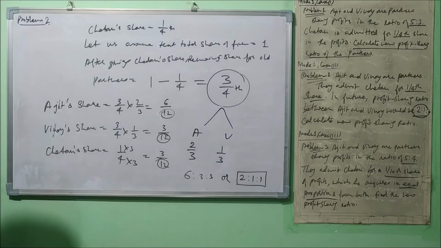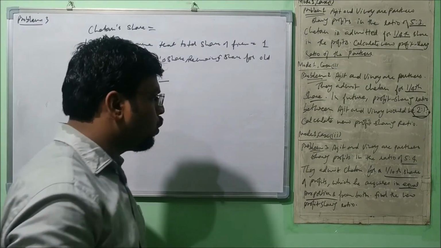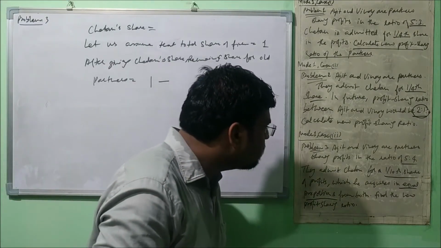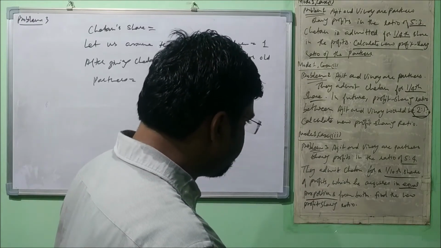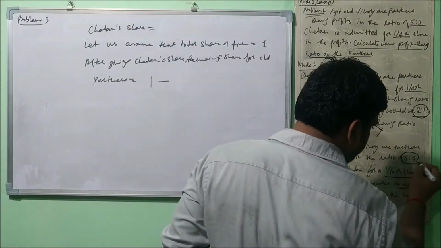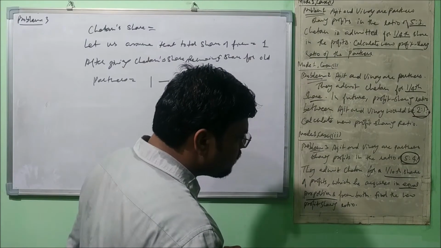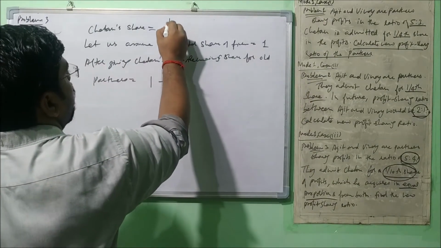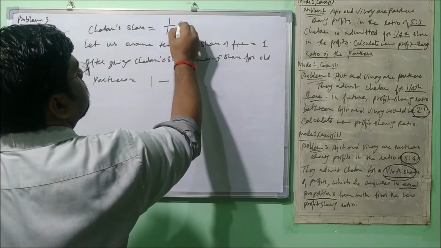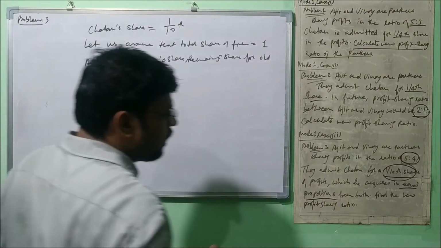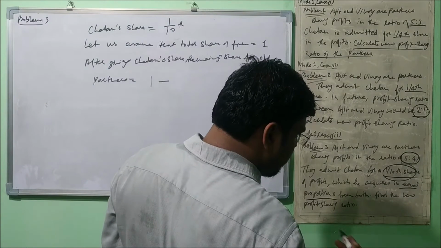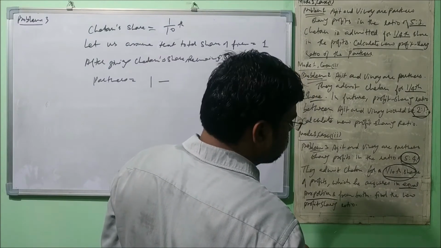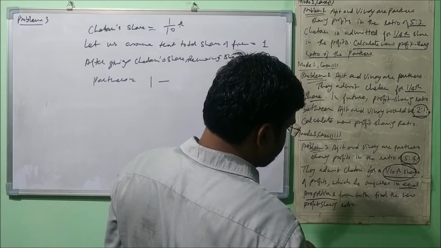Alright, so now let's move on to problem 3. So let's read the third one. Ajit and Vinay are partners sharing profit in the ratio 5:4, that is their old ratio. They admit Chetan for 1/10 share. Fine. Okay, so Chetan's share is 1/10. Alright. Now, which he acquires in equal proportion from both. Find the new profit sharing ratio.